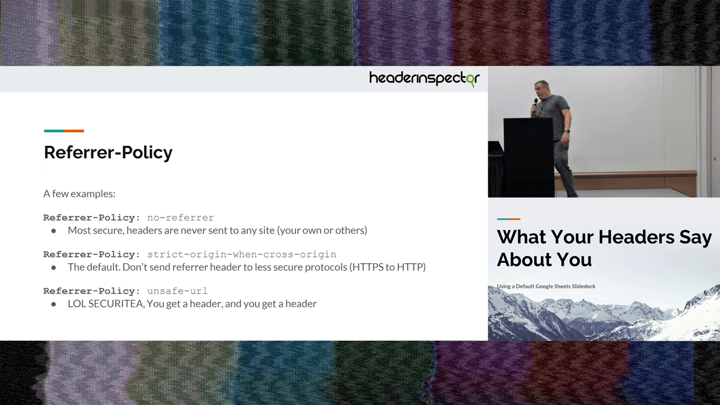You can set it to strict-origin-when-cross-origin. That's not only a mouthful, I think it's about a terabyte to send over the wire. But it's still shorter than the content security policy. But this is a default setting today. So don't send it to a protocol that is less secure than the one you're currently on. So HTTPS down to HTTP. And finally, unsafe-url. So just like PHP, we gotta have a very unsafe, dangerous option, LOL security. It's kind of like Oprah with headers. You get a header and you get a header and, you know, it just hands it out to everybody.